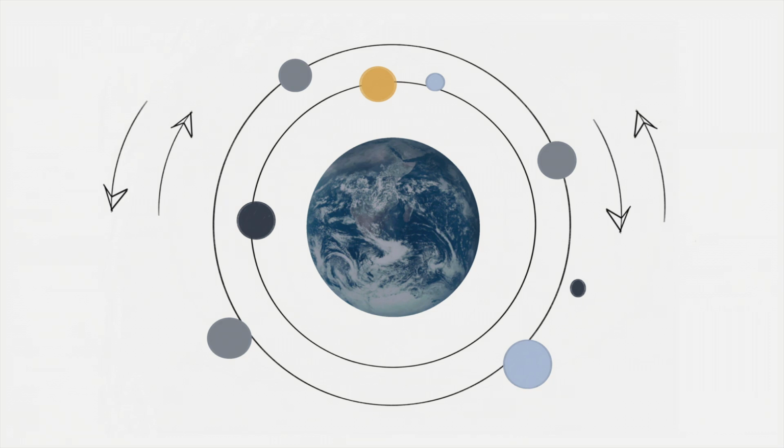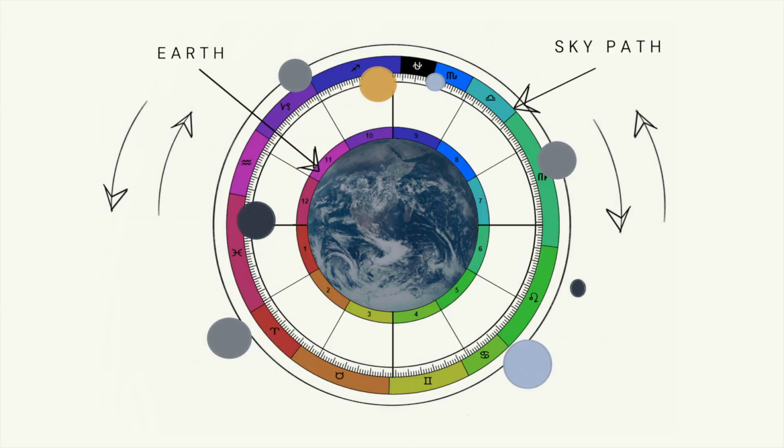The planets sometimes appear to move in both directions due to the rotation of the Earth on its own axis as it orbits the Sun. These are the two circles of an astrological chart. The inner circle represents Earth, and the outer circle represents the sky path, the Sun's path across the sky that the planets loosely follow.